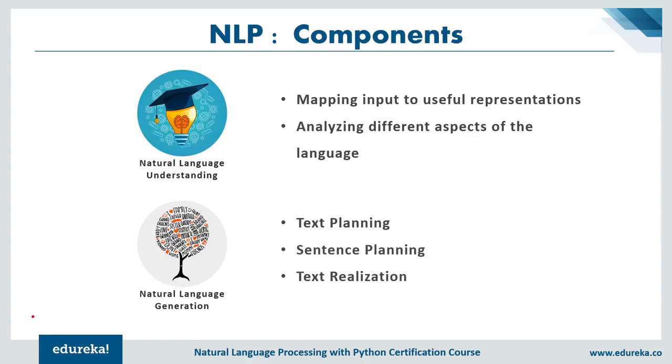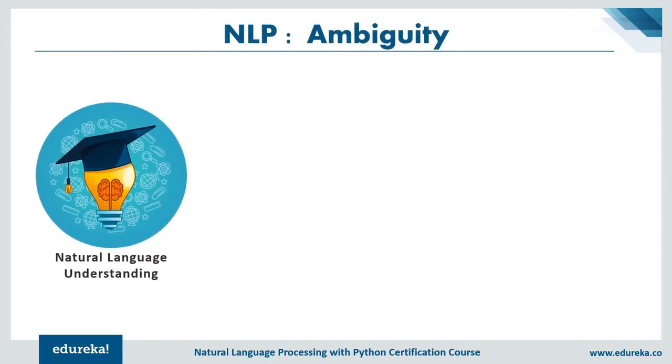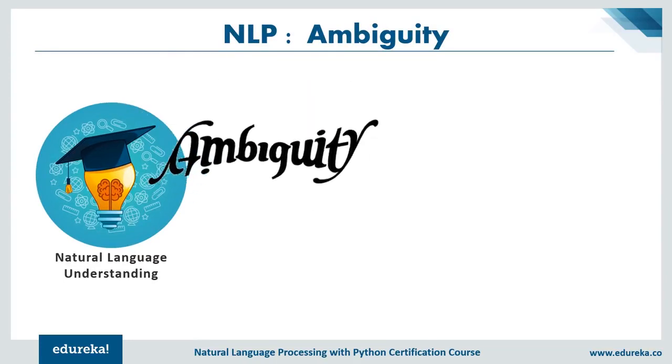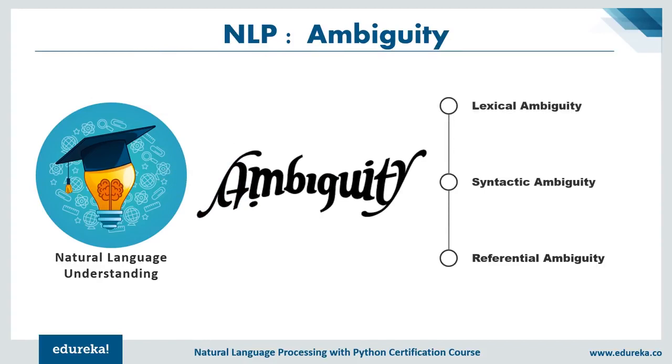Now, you might be thinking that even a small child can understand a language. So, let's see what are the difficulties a machine faces while understanding any particular language. Now, understanding a new language is very hard, taking English into consideration. There is a lot of ambiguity, and that too at different levels. We have lexical ambiguity, syntactical ambiguity, and referential ambiguity.